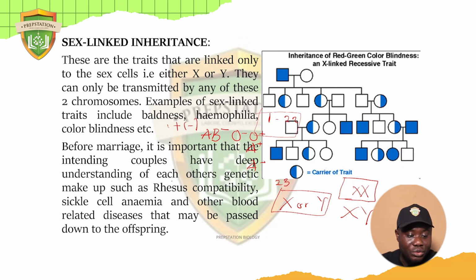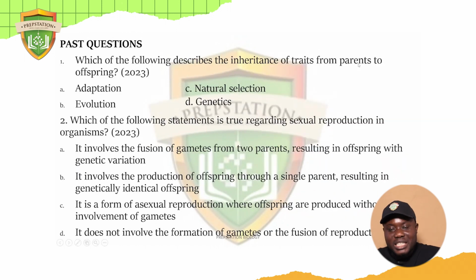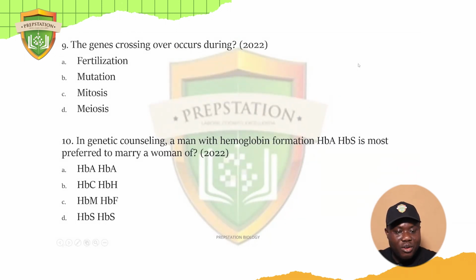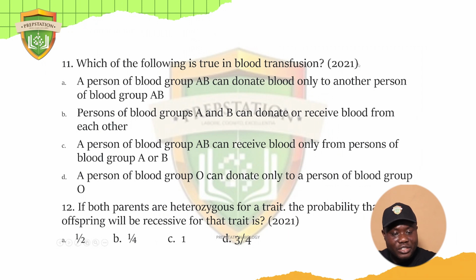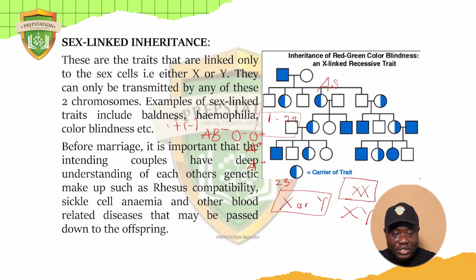Now, sickle cell anemia, another blood-related disease, may be passed down to the offspring. So if you know that your own blood group or your own genotype is AS, it becomes very important that you pay attention to who you want to marry. You need to understand if the person too has an S component or a C component. You have to sit down and agree: what if we have a child that is like this?